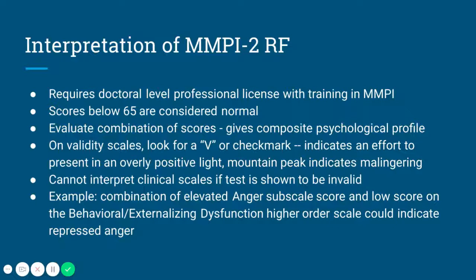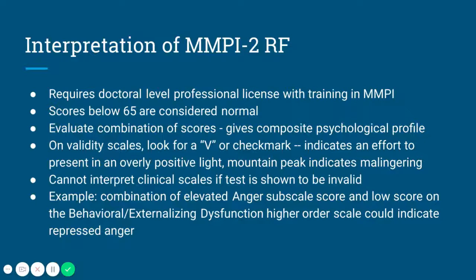On the validity scales, you look for a V or a check mark, and that can indicate an effort to present in an overly positive light, based on how the cannot say, infrequency, lie, and correction K scales are laid out. So the combination of scores that create that V or check mark would indicate trying to seem better than you are. And a mountain peak or an upside down V would indicate malingering or trying to present yourself in a more negative light. You can't interpret the clinical scales if the test is shown to be invalid. So if those were very strong on the validity scales, then you would have to eliminate the measure.